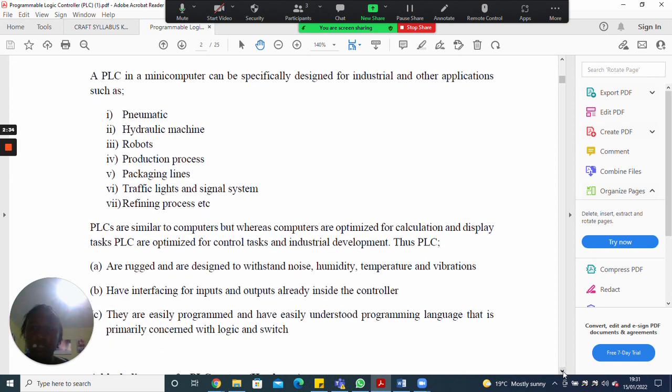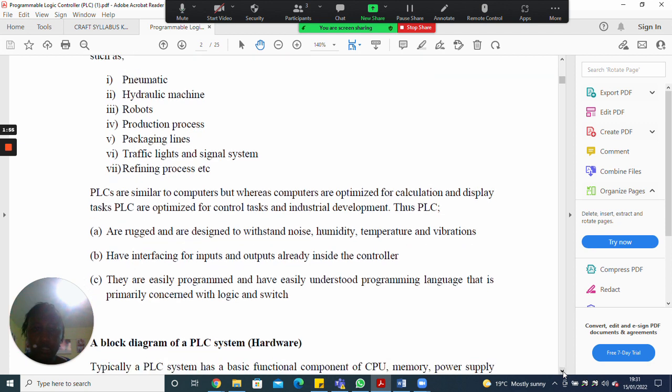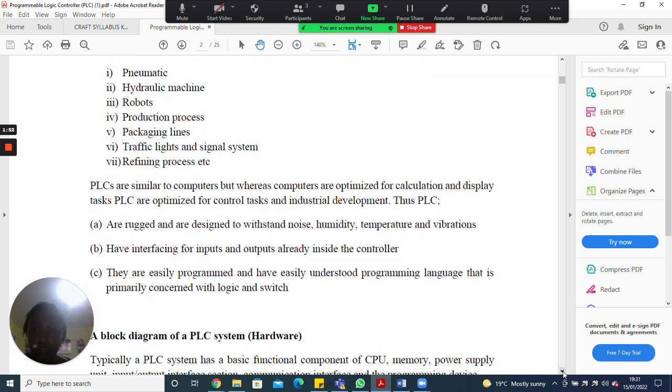So the difference between PLC and the normal computer: a PLC is like a computer, but the difference is, one, that the PLC is more rugged and is able to withstand noise, humidity, temperature, and vibrations, unlike a normal computer. It also has interfaces for inputs and outputs already installed within the controller. They are also easily programmed, and the programming languages are easy to understand. So those are the differences between the PLC and the normal computer.